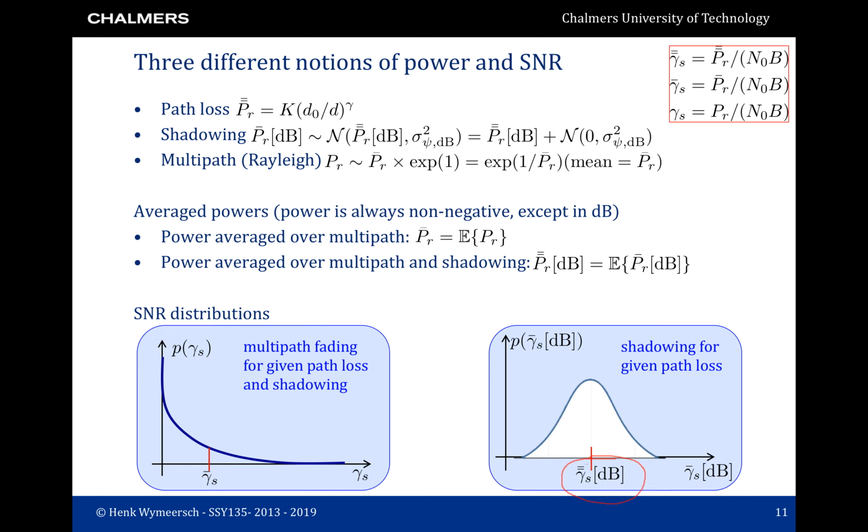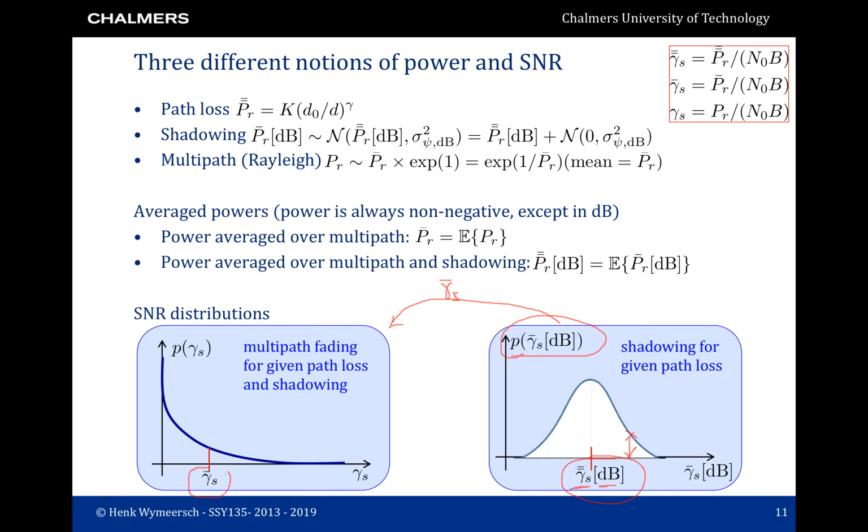Assume that we have a certain SNR after path loss only, gamma S bar bar, shown here on the right, in the dB scale. Then the SNR due to path loss and shadowing will have a certain density, which is a Gaussian density with mean gamma bar bar S in dB. So then we can draw a realization of this gamma bar S, let's say a value here. This could be a realization of the SNR after path loss and shadowing. Once we have this realization, we have an additional density of the SNR after path loss, multipath, and shadowing.